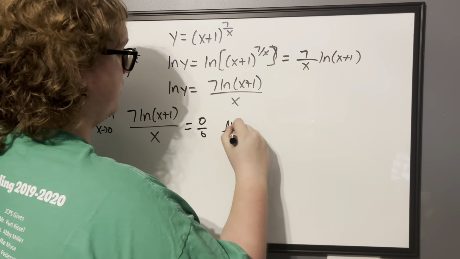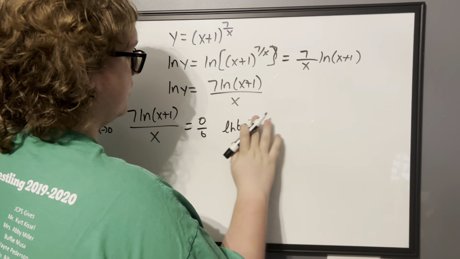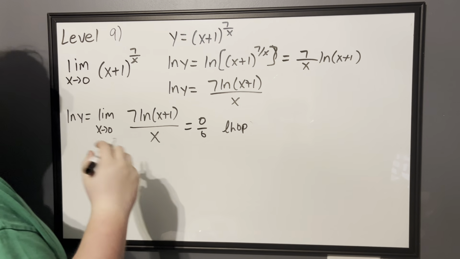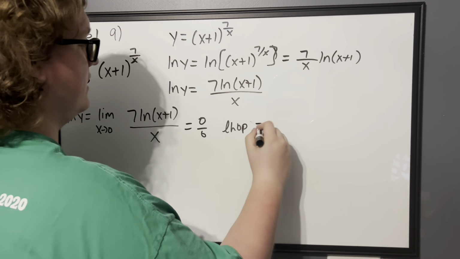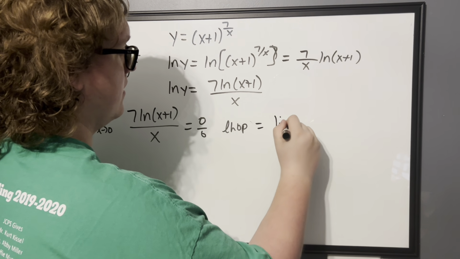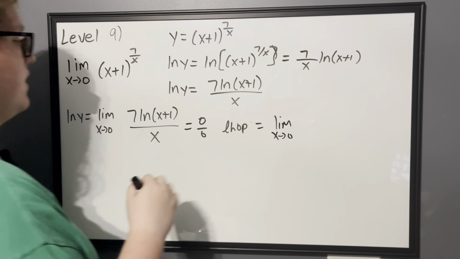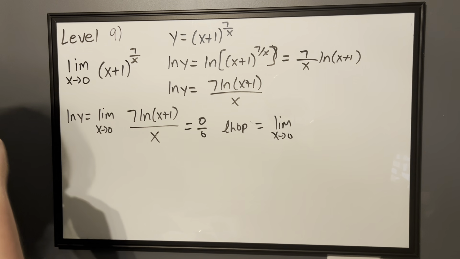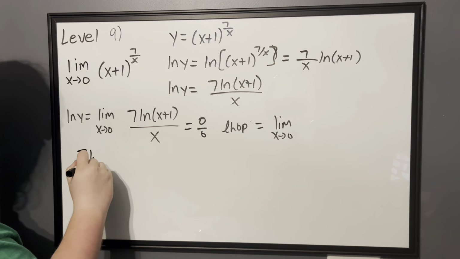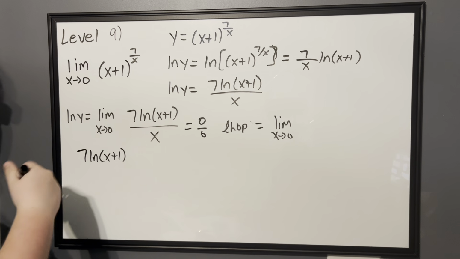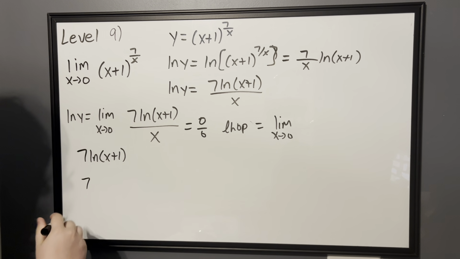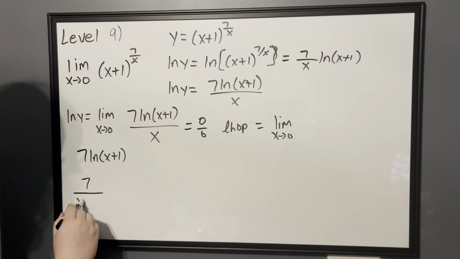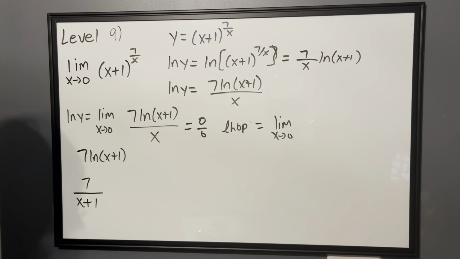So we're going to use L'Hopital's rule. I'm just going to write it like that. We're going to take the derivative of the top and the bottom. So this is going to be equal to the limit as x goes to 0. If we're going to take the derivative of 7 ln of x plus 1, remember, the 7 goes along for the ride. Now remember, ln is always going to be 1 over the input, so it's going to be 7 over x plus 1 times the derivative of the inside, and the derivative of the inside here is just 1, so it doesn't matter.